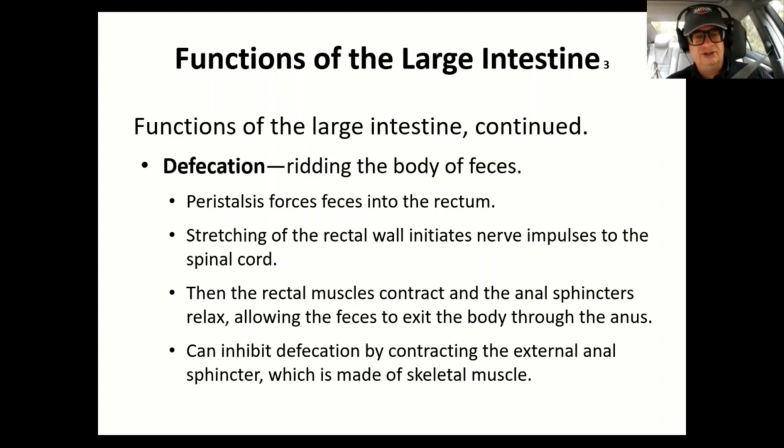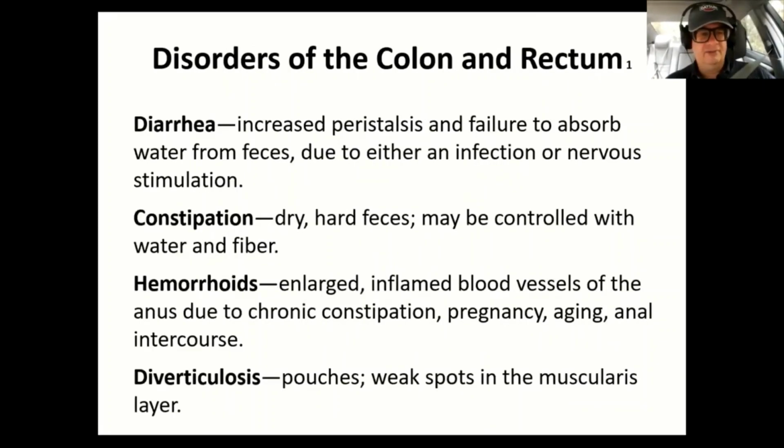Stretching the rectal wall initiates nerve impulses. Rectal muscles contract, anal sphincters relax, and it leaves the body. I want you to know we have an external and an internal anal sphincter. We actually have two muscles there. And the external one is skeletal. It's under conscious control. All right.